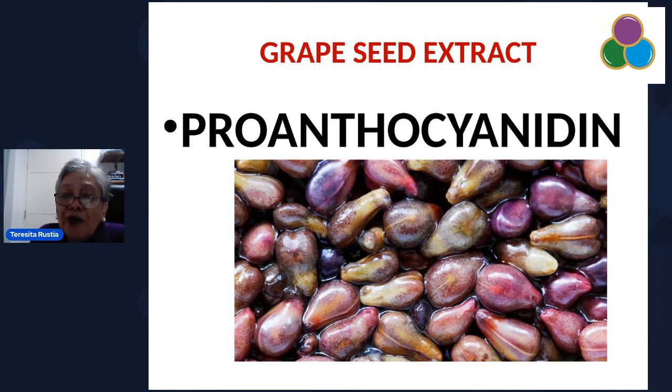Now, proanthocyanidin that I have mentioned a while ago is found in the grapeseed extract. Very strong antioxidant. It is also an antihistamine, anti-allergy, and at the same time, it is truly working well with the other components of the grapes, of the skin of the grapes, like the resveratrol, as I have mentioned, in the destruction of mitochondrial membranes of cancer cells. Okay, next slide, please.